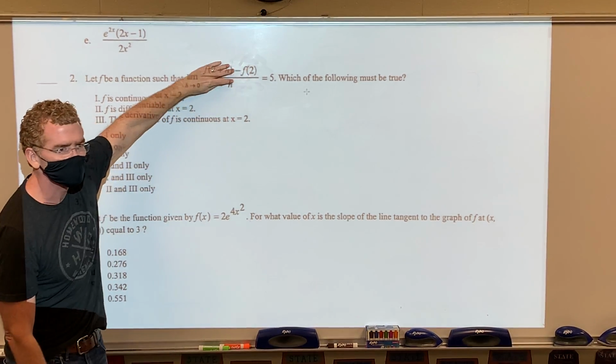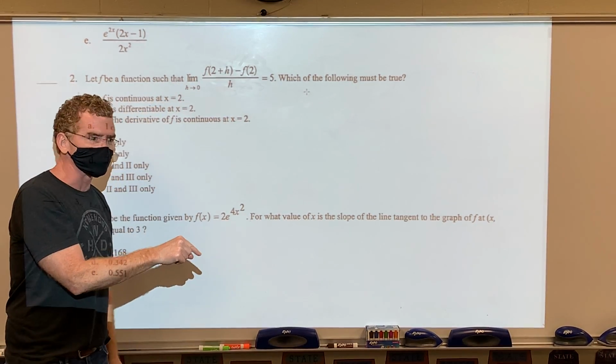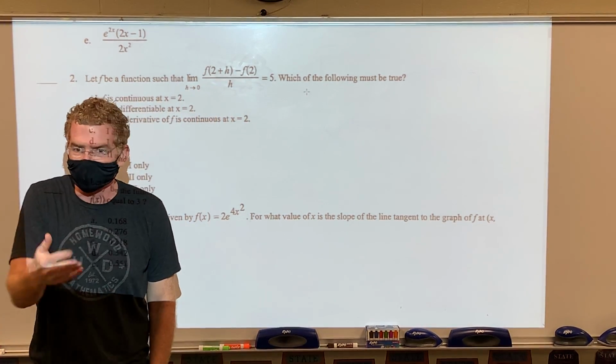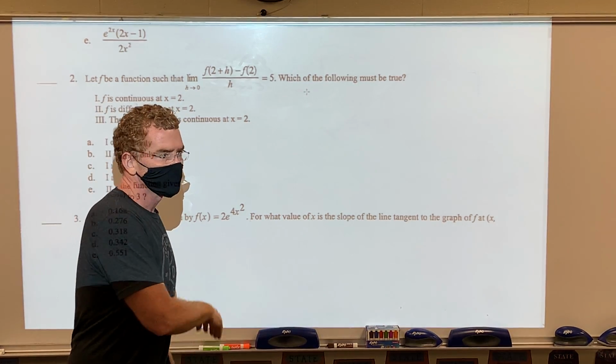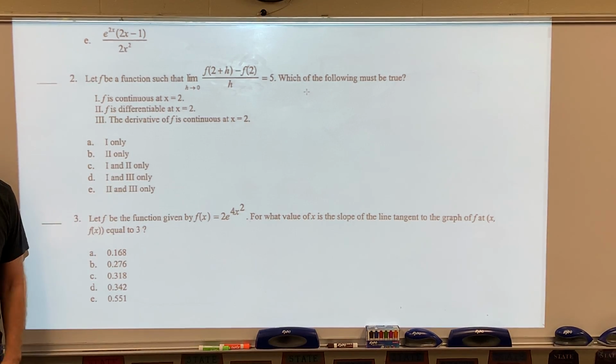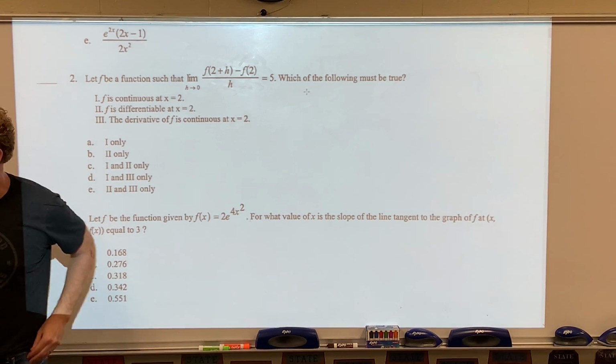What did you say this meant again? It's the definition of a derivative. So this function has a derivative at 2. And if it has a derivative at 2, it's differentiable, right? And if it's differentiable, it's certainly continuous. So that knocks out both of those, right? And then this says what? The derivative of the function is continuous at 2. We even talked about that? That just sounds bizarre, right? I'm going 1 and 2. What about this?